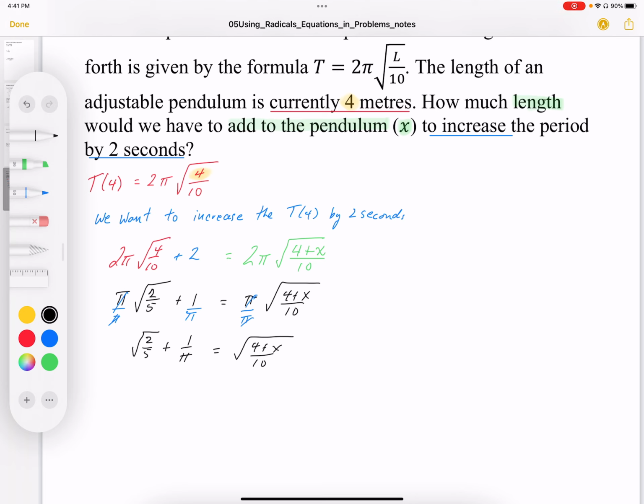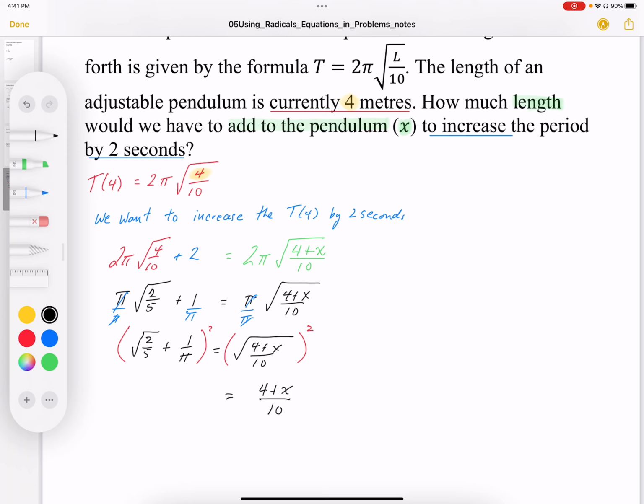So I've isolated the square root that I want to solve for, so I'm now going to get rid of that square root by squaring. I'm going to get rid of this square root, and I'm going to have to square the other side to make it balanced. When I do that, on the right-hand side, I'm left with 4 plus x all over 10.